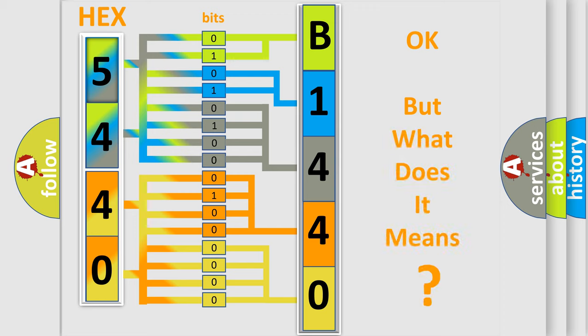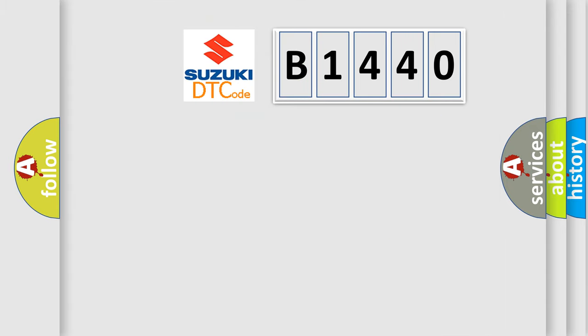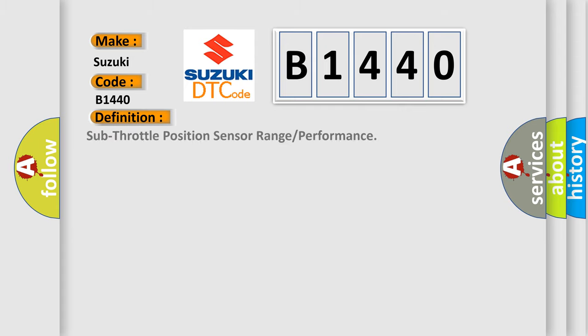The number itself does not make sense to us if we cannot assign information about it to what it actually expresses. So, what does the Diagnostic Trouble Code B1440 interpret specifically for Suzuki car manufacturers? The basic definition is Sub-Throttle Position Sensor Range or Performance.